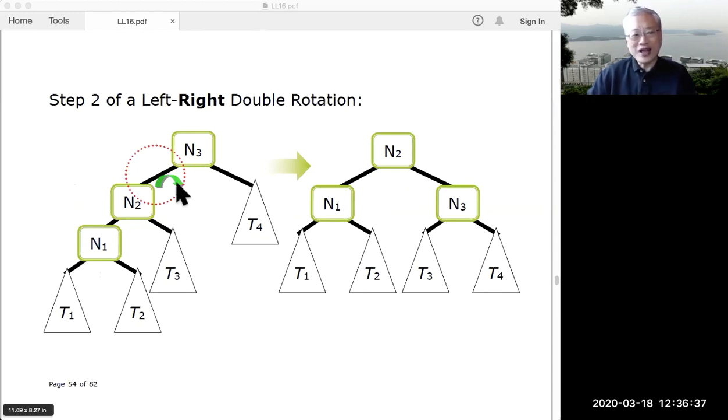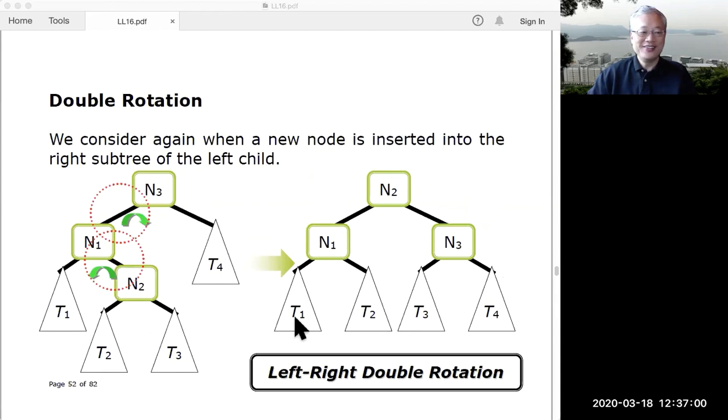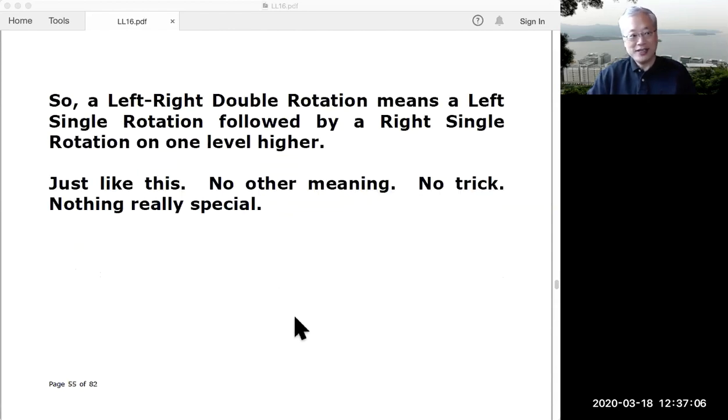So that is called the left-right double rotation. Now, let me remind you, when do we need to do a left-right double rotation? We need to do a left-right double rotation when we insert a node to the left and right. Left subtree, right subtree. Then we do a left-right double rotation. So a symmetric case is, of course, the right-left double rotation.